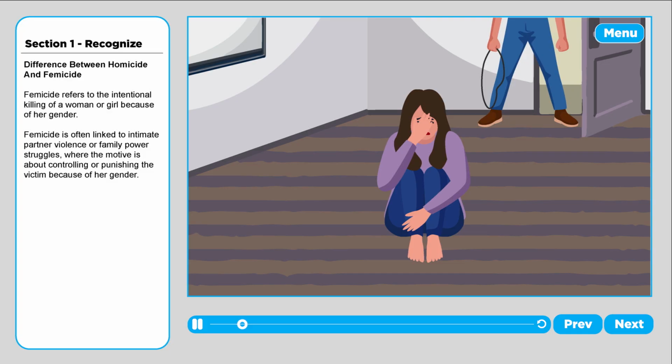Femicide refers to the intentional killing of a woman or girl because of her gender. Femicide is often linked to intimate partner violence or family power struggles, where the motive is about controlling or punishing the victim because of her gender.